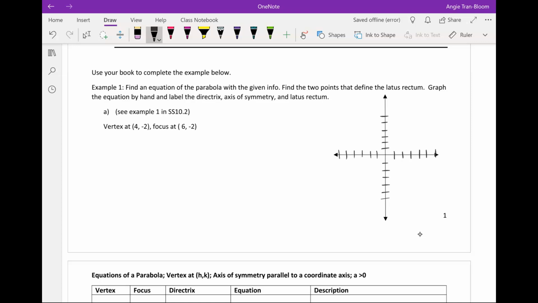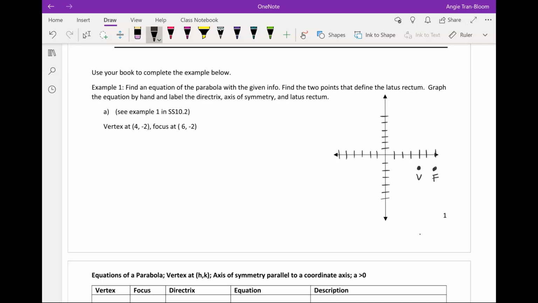Okay, so plot your vertex. 4, -2. Go right 4, down -2. 1, 2, 3, 4, -2. Okay. Label this V, so you know that's your vertex. It also gave you a what? A focus at 6, -2.